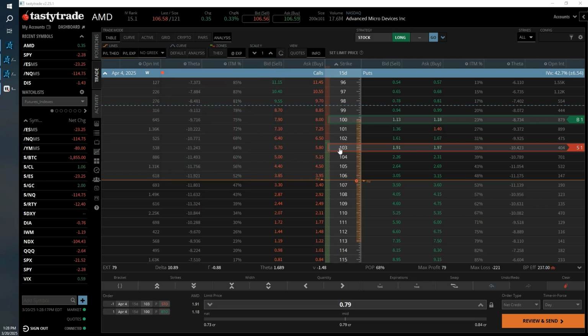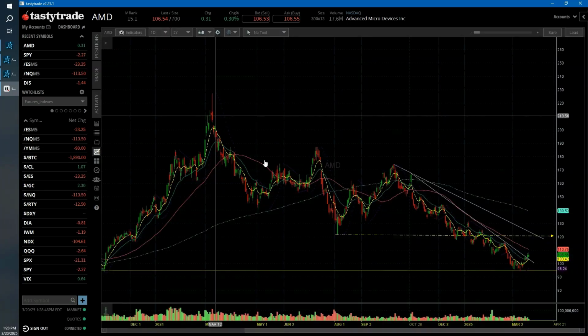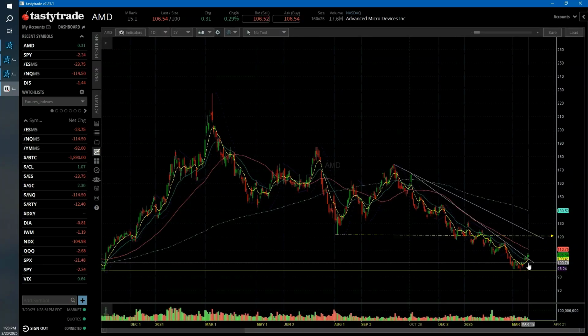Well, what's the probability of success of this bull put, this 103 short with a 100 long put, of making any money? Well, let's take a look at the curve. So here's current price sitting here at 106.5. There's my 103 short, my 100 long. I have over a 68% probability that I will keep the money on this credit. So there you go, folks. AMD, reversal, selling credit below, secondary exit, I'll take the shares.